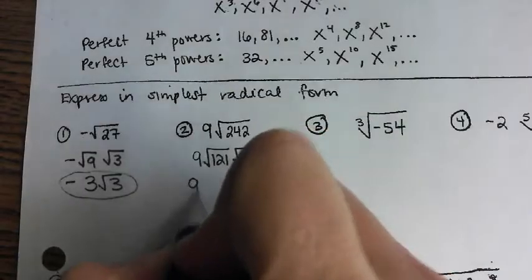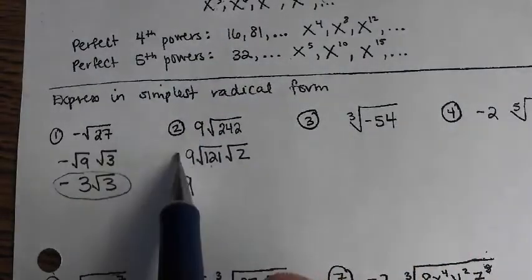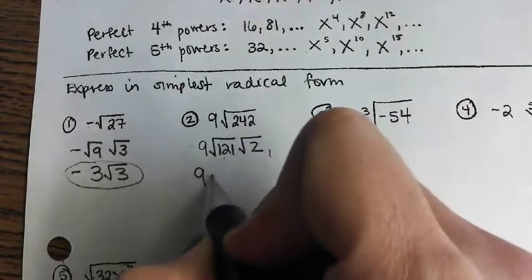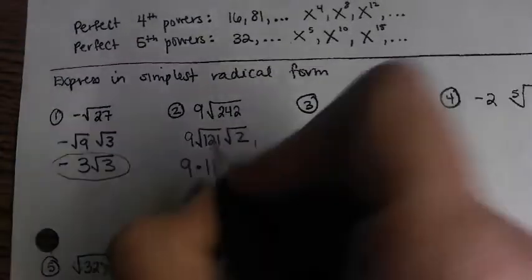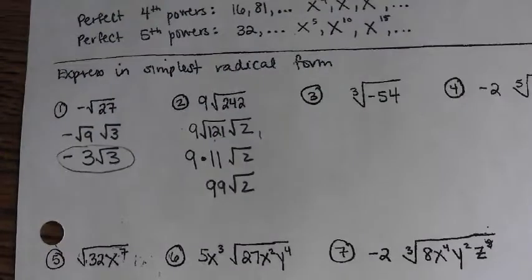And then the square root of 121 is 11. Now, these are all multiplied. It's 9 times root 121 times root 2. So really, it's going to be 9 times 11 root 2, which will give you 99 root 2.